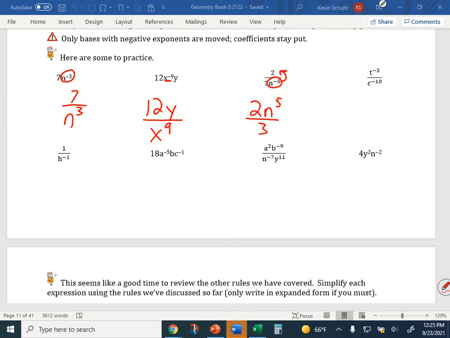Sometimes you might have more than one thing to move. Last one here, t to the negative third over c to the negative 10th. We can rewrite this to be c to the positive 10th over t to the positive third. Right? Negative 3 goes down, becomes positive. Negative 10 goes up, becomes positive.